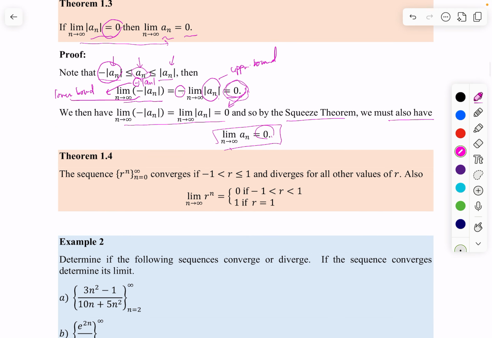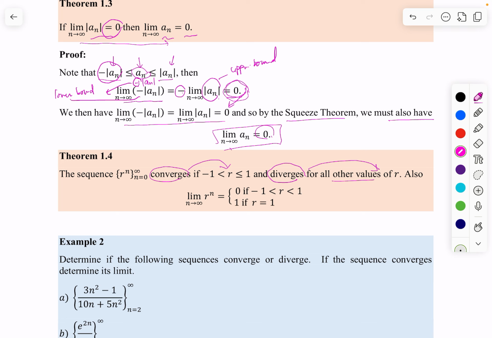Okay, next theorem, theorem 1.4. The sequence r to the power of n, starting from n equals 0 to infinity, converges if r is between -1 and 1, that is, -1 less than r less than or equal to 1, and diverges for all other values of r. Okay, also you can make it more specific.